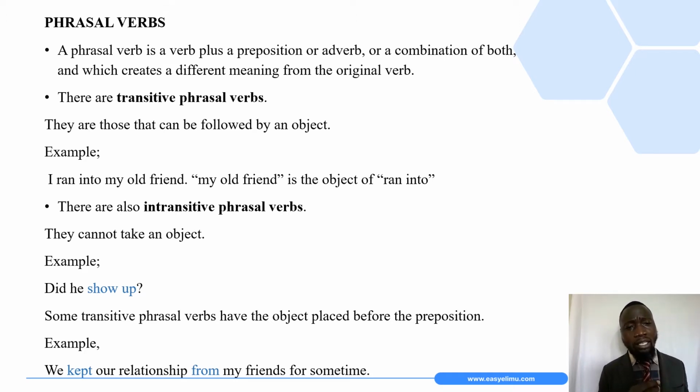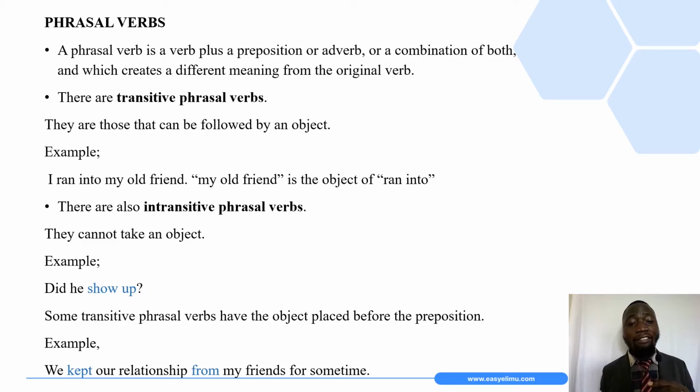Now back to what we were talking about. I was saying that there are transitive phrasal verbs, meaning that they can also be followed by an object, as was seen in the previous lesson under transitive verbs. An example sentence that I have here is: I ran into my old friend.